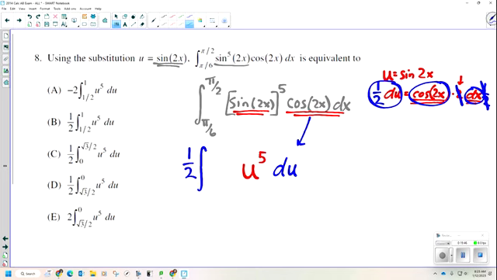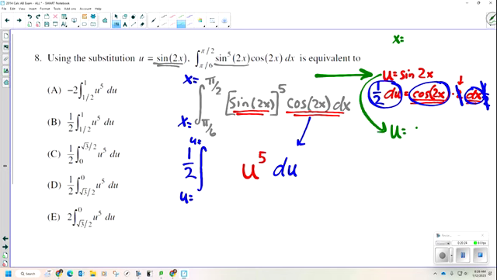You need to change your bounds. Right now, this would be wrong if I just put pi over 2 as the upper bound and pi over 6. These are currently x equals. We want them to be u equals. So I go right here, and I plug in the x's and convert it to u. So if x is, I'll do this down here.